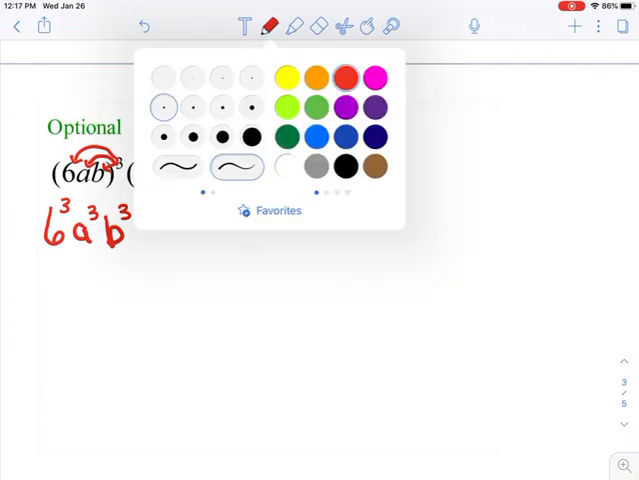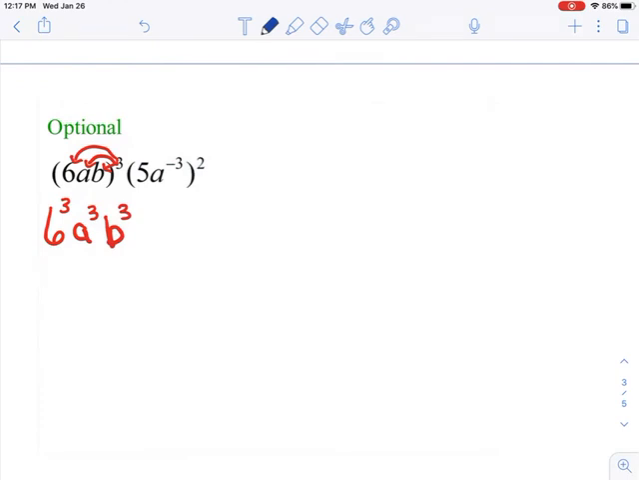I got to do the same thing with that second parentheses, except now I'm distributing a 2. Again, I have to distribute the 2 to the 5 and to the a. It's got to go to both. So currently it's 5 to the 1st. So if I power to power, I multiply. 1 times 2 gives me 5 to the 2nd. And then I'd have a. Negative 3 times 2 would be a to the negative 6th.